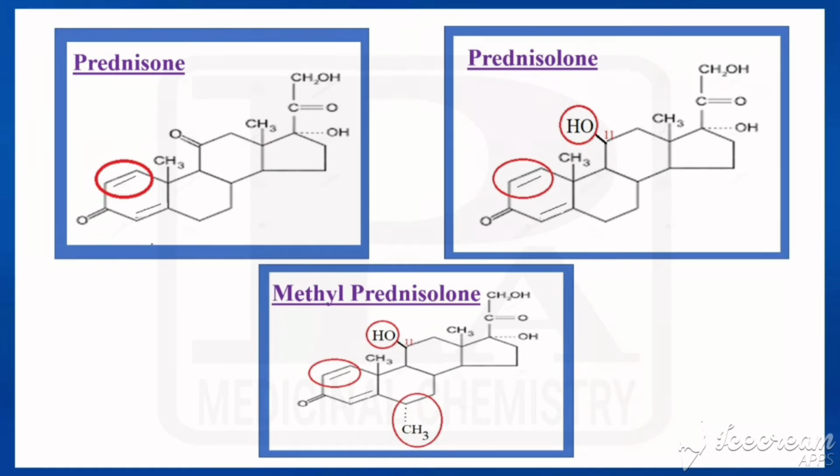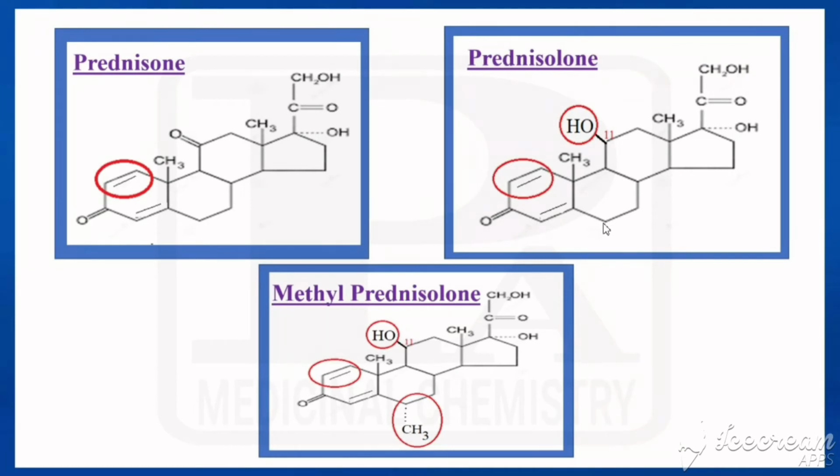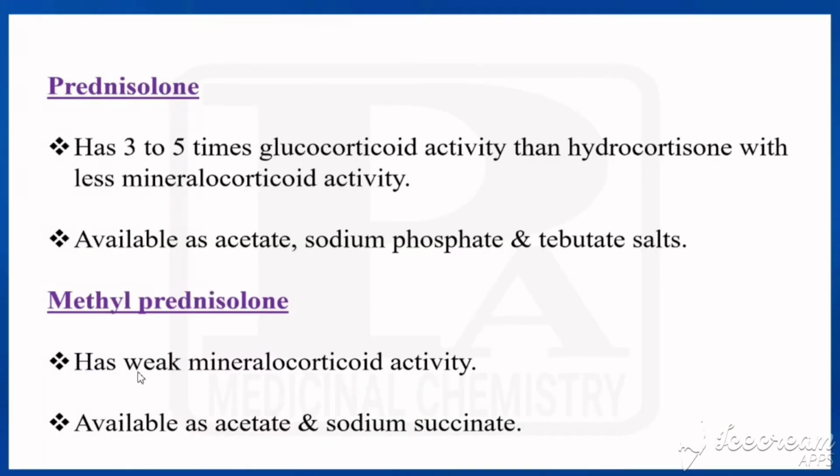That is prednisolone. This prednisolone has 3 to 5 times glucocorticoid activity than hydrocortisone, but with lesser mineralocorticoid activity. It is available as acetate, sodium phosphate, and tebutate salts. Methyl prednisolone: with the prednisolone, a methyl group is attached to the 6th position by means of alpha, that is called as methyl prednisolone. And this methyl prednisolone is having weak mineralocorticoid activity. It is also available as acetate and sodium succinate.